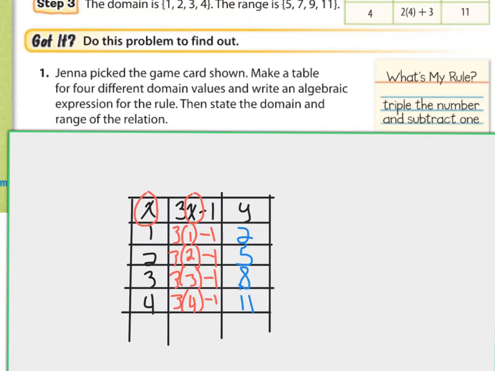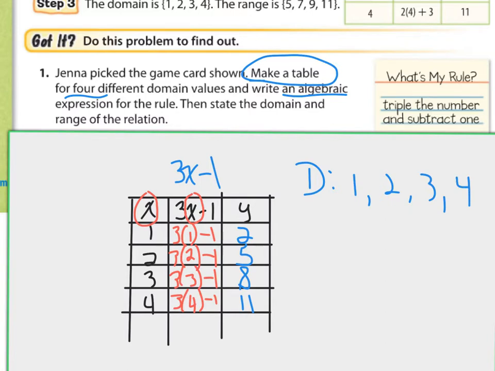It says here to make a table. Okay, we did that, for 4 different values. Okay, we did that. And then write an algebraic expression. We did that. You can see it here. 3x minus 1 is our algebraic expression. And then state the domain and the range. My domain is 1, 2, 3, 4, and my range is 2, 5, 8, 11.